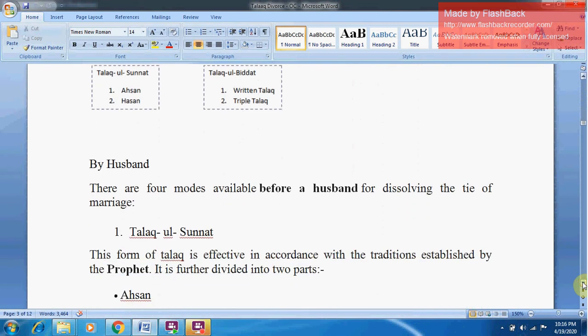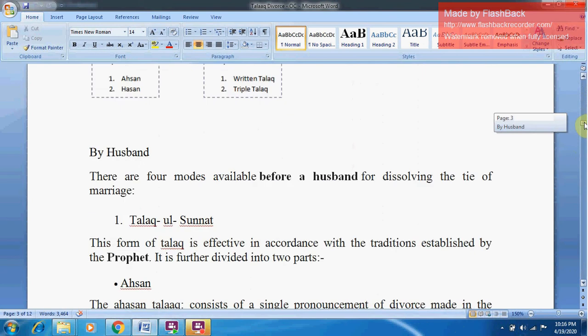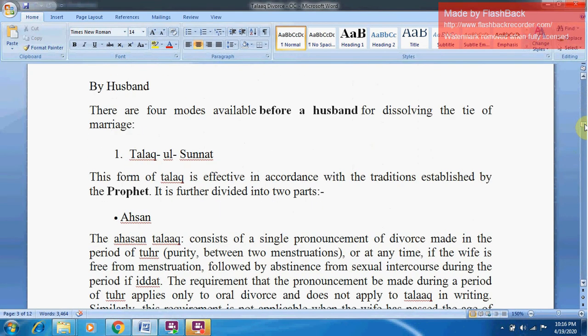Now let us see one by one. By husband, first we see by mutual consent, by wife, and by the Dissolution of Muslim Marriage Act. Let us see first by husband. There are four modes available before a husband for dissolving the tie of marriage. Number one is talaqul sunnah.